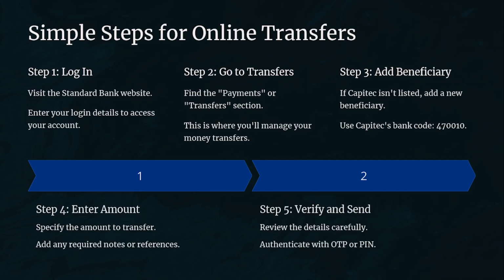So we'll use Capitec's bank code, which is 470010. Of course, you need to specify the amount you want to transfer. So you need to enter the amount, and of course, you need to add any required notes or references, and then just review the details carefully, verify the transaction, and go ahead and send, which you will need to authenticate with an OTP or PIN, and then your transaction will go through.